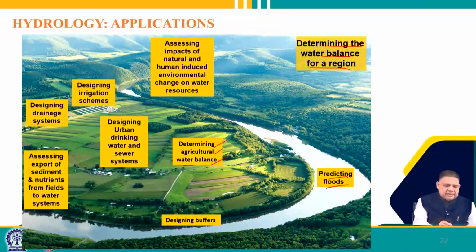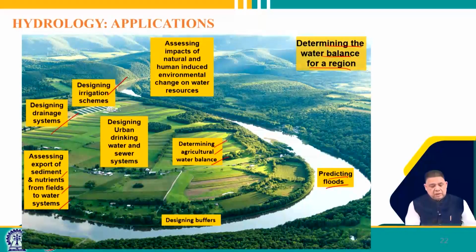Then we can design drainage systems, we can design irrigation systems, we can assess export of sediment and nutrients from field to water system, we can design urban drinking water and sewer systems, and we can assess the impact of natural and human-induced environmental changes on water resources. We can also design buffers, that is, the plantation required to check the pollution coming from agricultural land to the water. So, there are several applications, some of which we will see through our discussion.